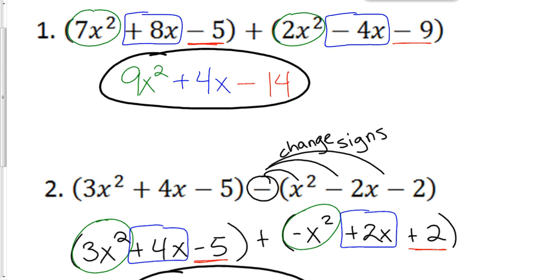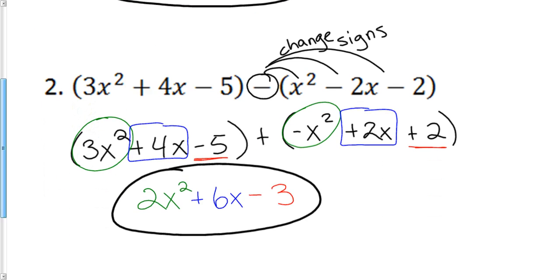Here I tried to color code my answers in addition to drawing different shapes, so hopefully you can see where everything came from. Notice number 1, it's a simple addition problem, so we don't have to worry about changing any signs. We're just looking to combine our like terms. In the green, we have the x squared terms, a total of 9. In the blue, we have the x terms. We have a positive 8 in the first and a negative 4 in the second. So we combine those two to give us a positive 4x in our answer. And then in the red, we've got our constant terms with a negative 5 in the first and a negative 9 in the second. Combining those two negatives leaves us with a negative 14 in our answer.